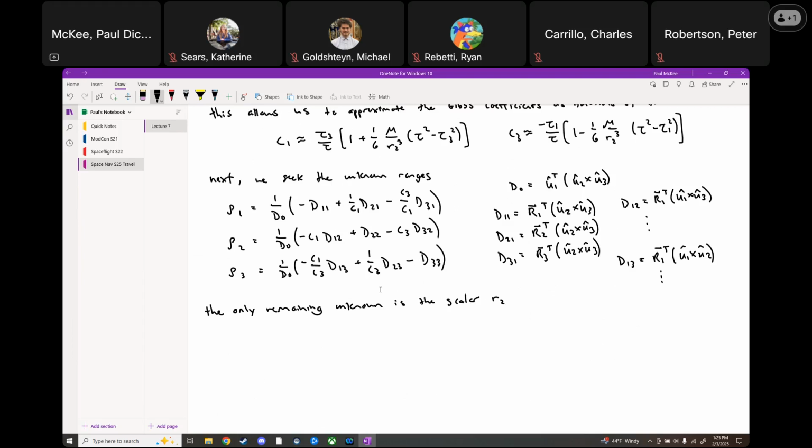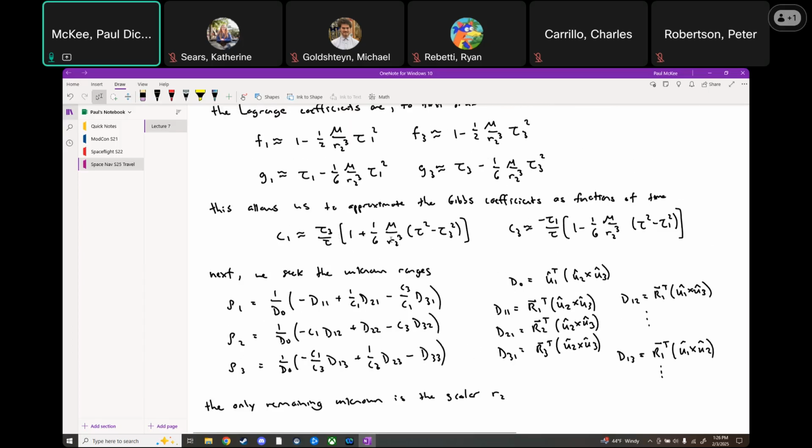Let's review why, right? We have found that rho 1, rho 2, and rho 3 are combinations of these D values, which are basically just cross products and dot products of things we already know, and these Gibbs coefficients, C1 and C3, okay? But then C1 and C3 are functions of R2. So here's the scalar R2, here's the scalar R2, right? The scalar R2 appears all over the place in these equations, and it's super nonlinear. There's no way we're going to go through and cancel them out, that sort of thing.